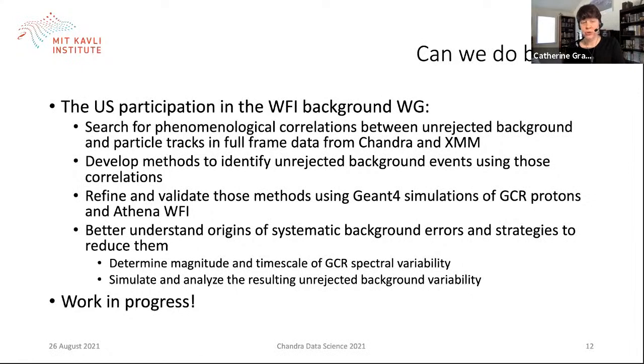We're also trying to better understand the origins of the systematic background errors and come up with strategies to reduce them. In particular, we're trying to determine the magnitude and timescale of galactic cosmic ray spectral variability. And then we want to simulate and analyze the resulting unrejected background variability from that spectral variability. So this is a work in progress. I don't have final answers for a lot of these things, but hopefully you can see that it's interesting at least.